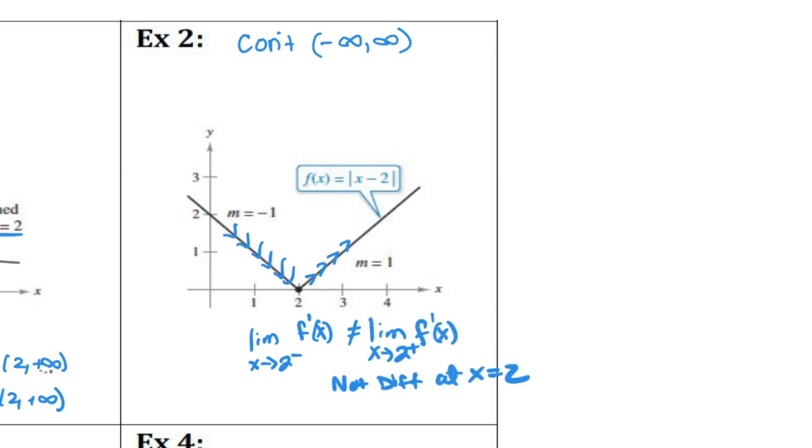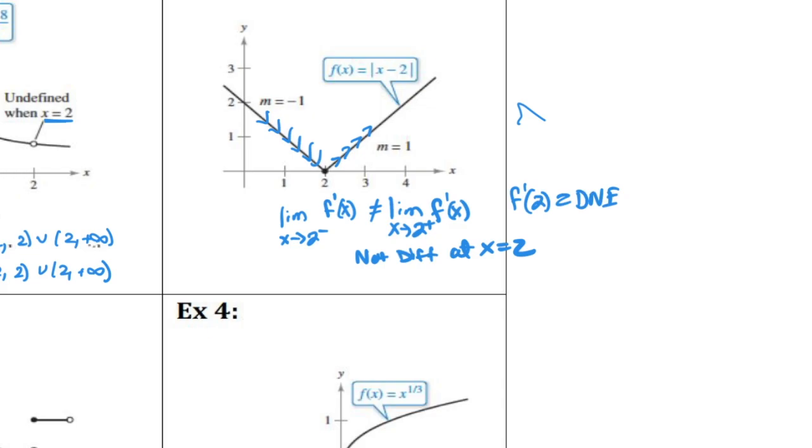So if asked where the derivative exists, it exists everywhere except -2. Matter of fact, f prime at 2 does not exist. I think I was saying -2, but it's at 2. If you are asked where is the function differentiable, it's going to be differentiable from -infinity to 2, union 2 to positive infinity.